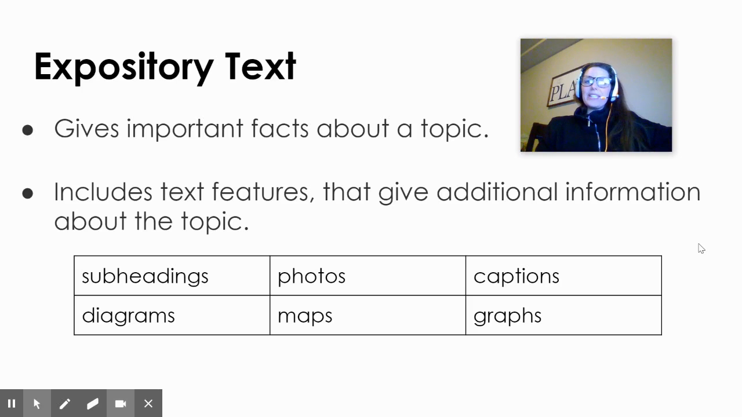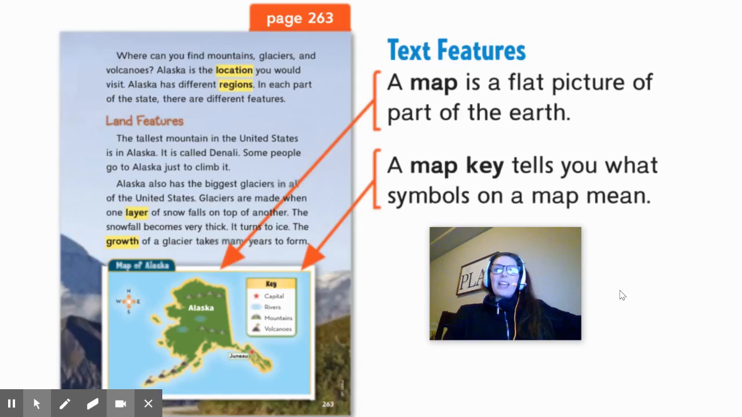Expository text or stories gives important facts about a topic. It also will include text features that give additional information about the topic. And there I have listed a few examples of text features you might see in an expository text: subheadings, photos, captions, diagrams, maps, and graphs. Let's see as we read this story if we can find any text features in the story we read today.